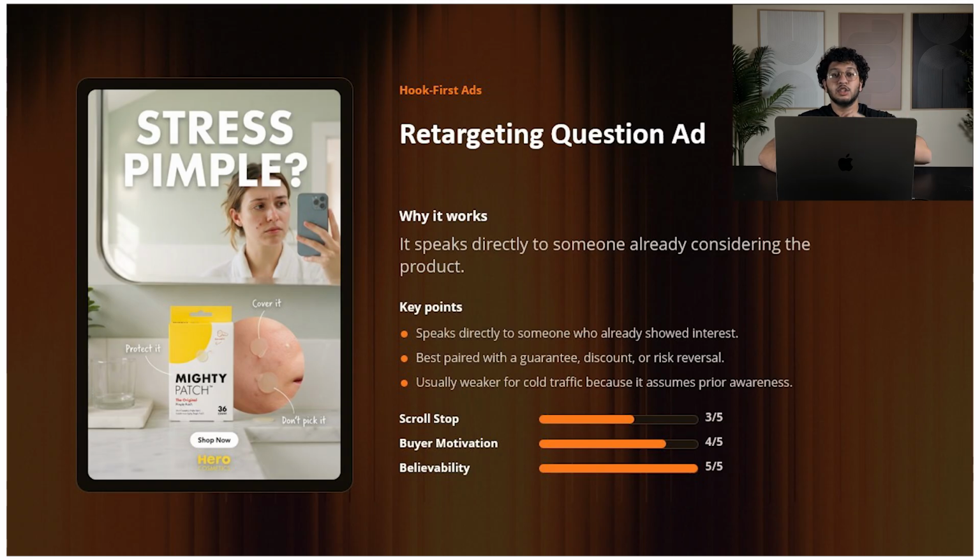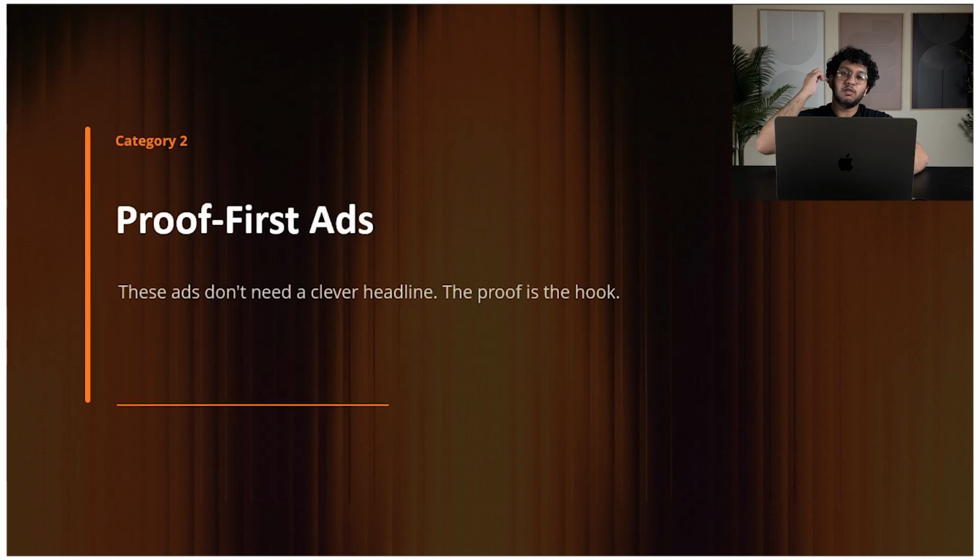B tier. So for hook first ads, my S tier formats are problem callouts, problem stacks, and direct questions. Those are the ones I would test first because they're clear, buyer specific, and believable. So now let's move on to proof first ads. Proof first ads don't need a clever headline. The evidence is the hook.